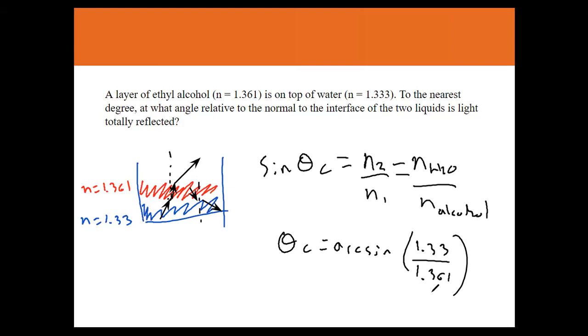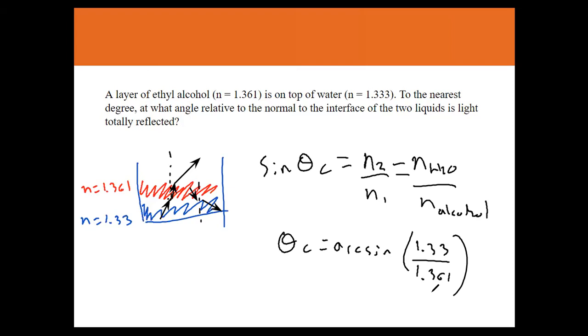Anyways, I'm pulling out my calculator for this because I can't do mental math when it comes to arcsine. You can kind of eyeball it, but a number of 1.33 to 1.36, that's really close to 1. So the angle should probably be really close to 90 degrees. Yeah, it's 77.